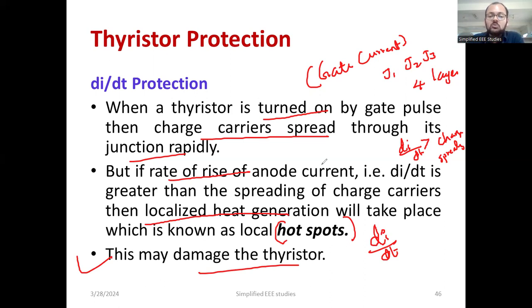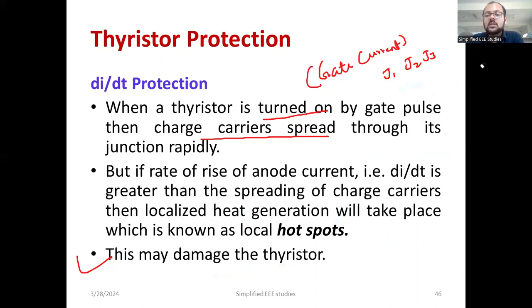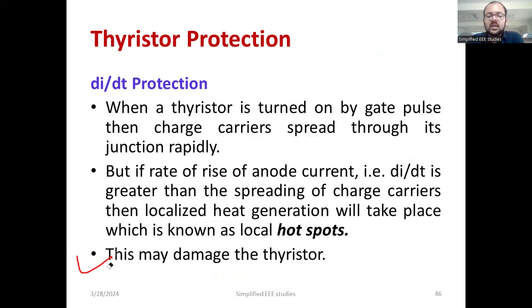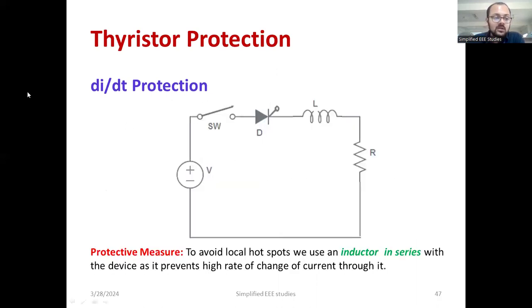So how to minimize this kind of spreading? I'm talking about the dI/dt. How to minimize the dI/dt? Yes, we have the solution. In the next slide, I'm talking about how to reduce the dI/dt and how to ensure the dI/dt protection. dI/dt normally occurs in every type of thyristor, whether it is SCR, triac, whatever it may be. So the dI/dt phenomenon occurs in all types of the thyristor family.